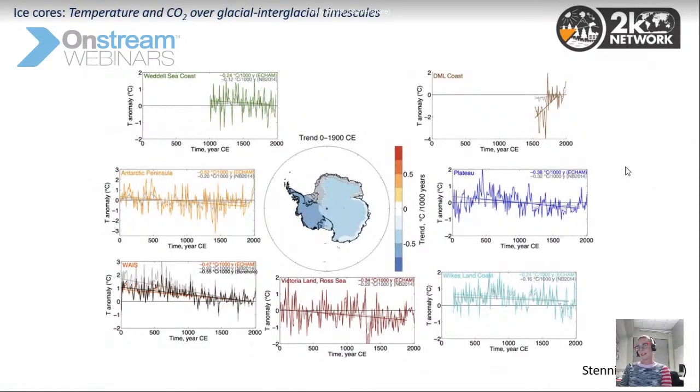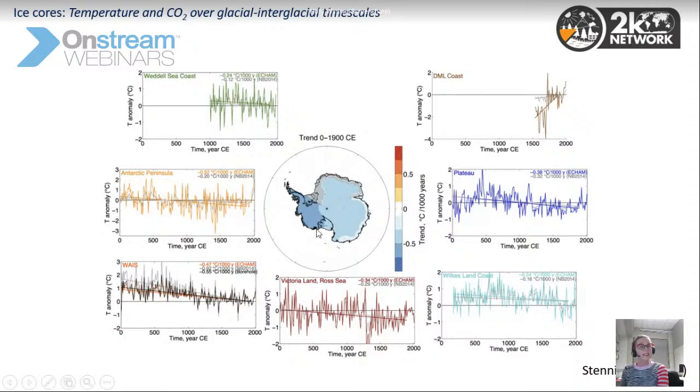Okay, so what was temperature doing in Antarctica over the last 2,000 years? In the middle here is a picture of Antarctica, and it's divided into various regions. And between this period 0 to 1900, Antarctica was cooling. And then each of these figures around correspond to a particular region in Antarctica. And over the last 200 years, 3 of these regions were actually warming.